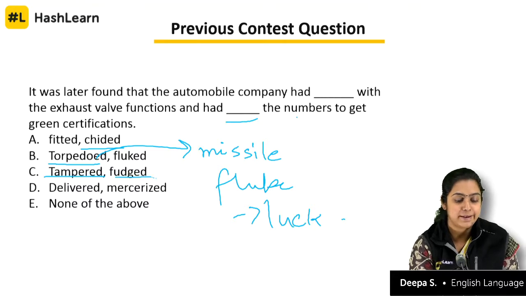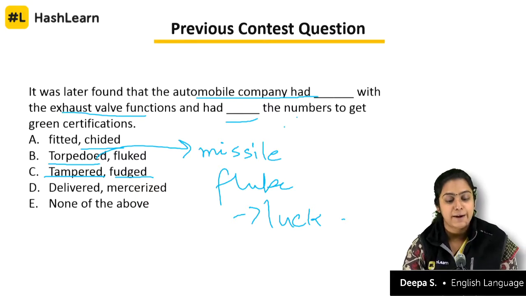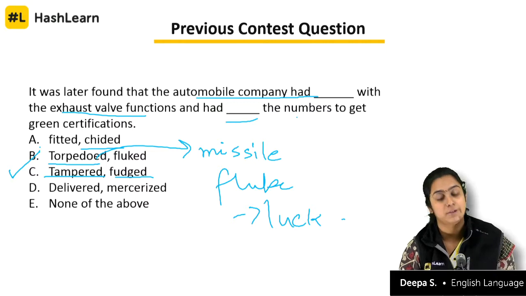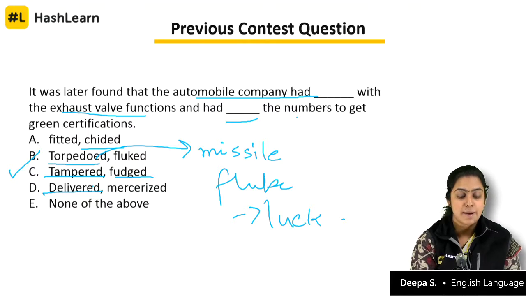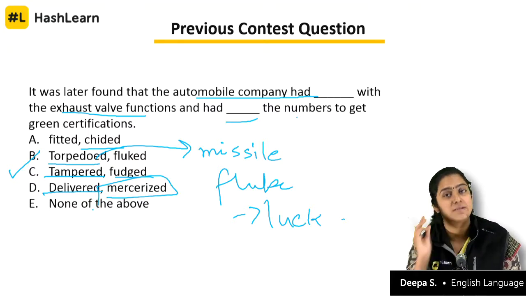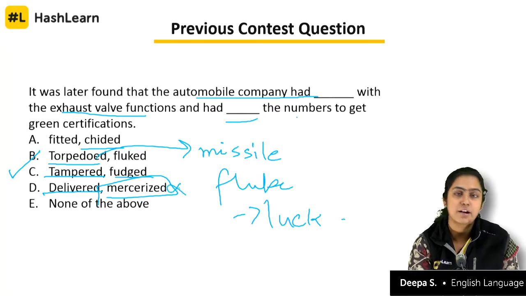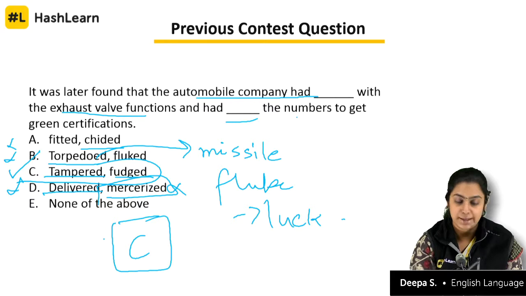Then there is tampered and fudged. Look at this. The automobile company had tampered with the exhaust valve functions and had fudged the numbers. Fudge means manipulate. Tamper is to damage, play around with. This fits in beautifully. It's a contender, but let's look at the other options as well. Delivered. The company delivered exhaust valve functions. Mercerized. Mercerization is a process that is involved with fabric manufacture, so it has nothing to do with this context. This again does not fit in. C is your answer. Any problem here?